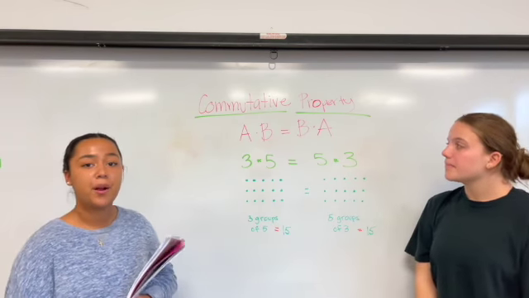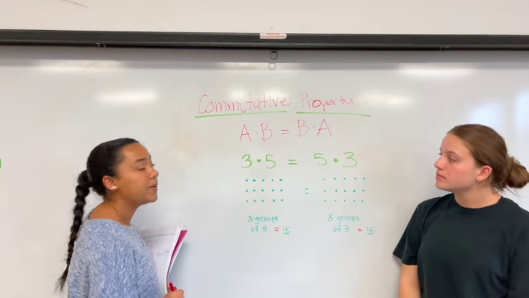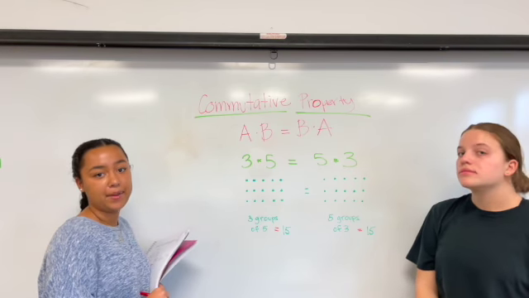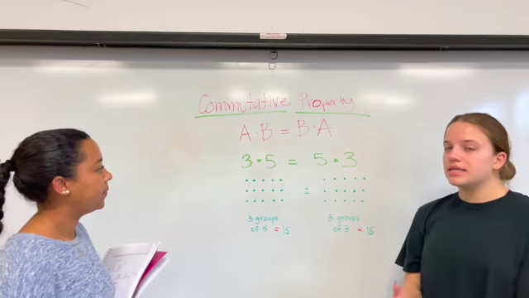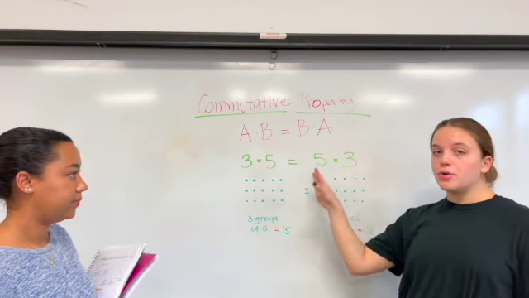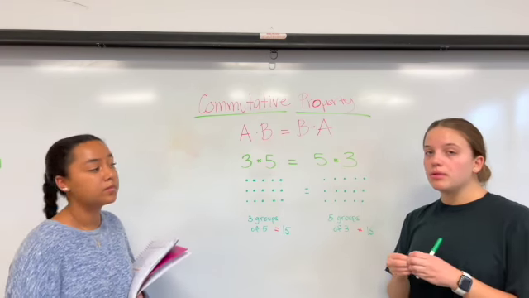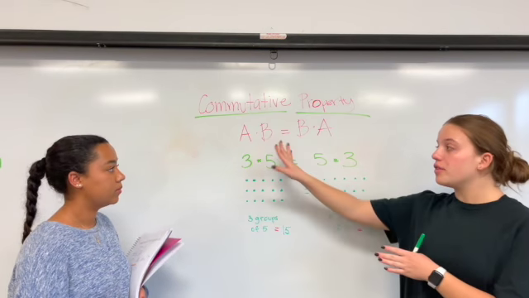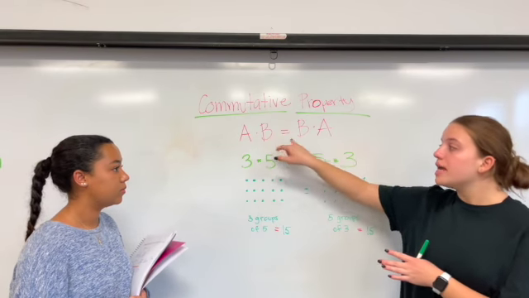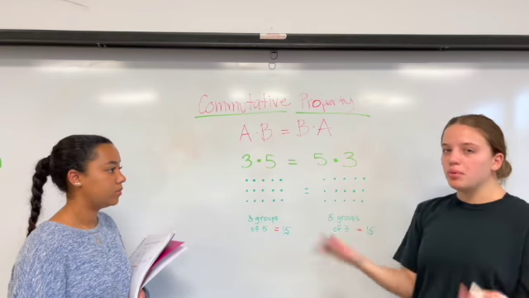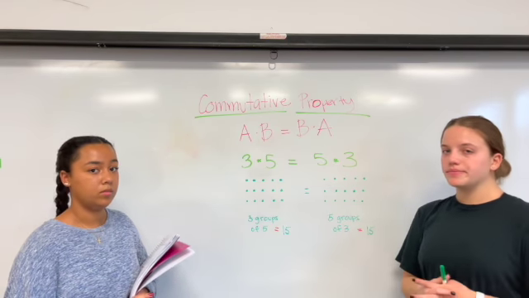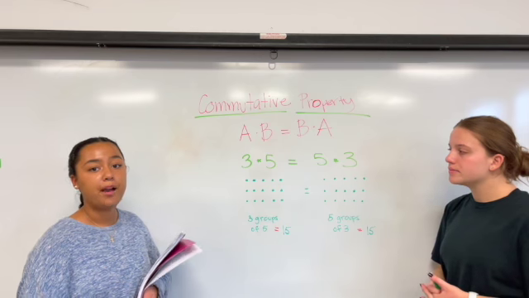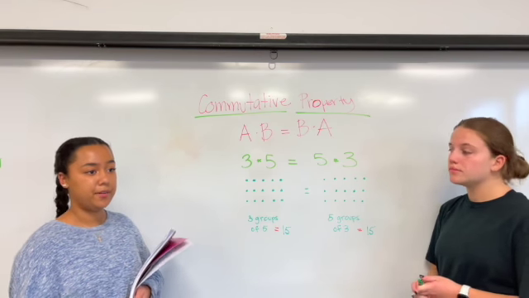It's the commutative property. And this is going to help us show that A times B is the same as B times A. So that basically just means that whatever way you put your numbers in a multiplication problem, it's always going to equal the same thing. So whether you have A first or you have B first, if the numbers are the same, the problem is going to equal the same number. So for our example, we have 3 times 5 is the same as 5 times 3.